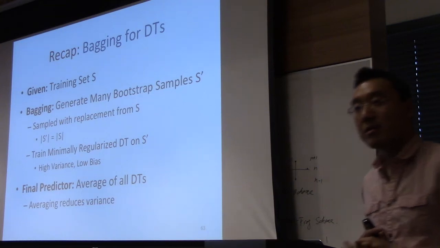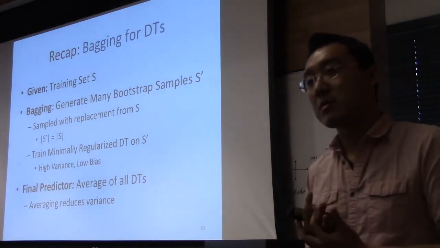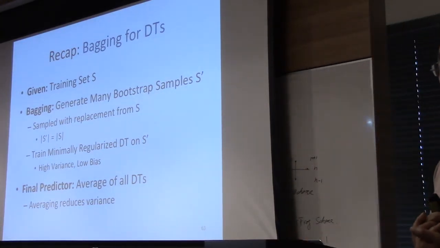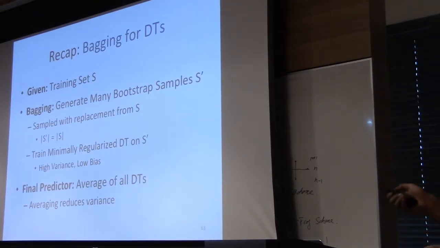For each bootstrap sample, do we usually have some criterion that enforces some fraction of S prime to be distinct points? Nope. It's a sample with replacement.